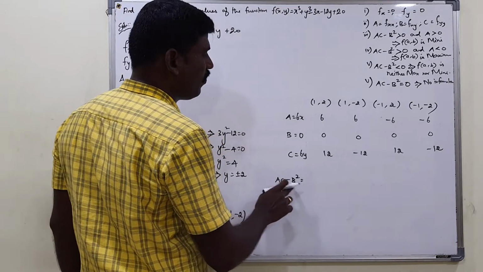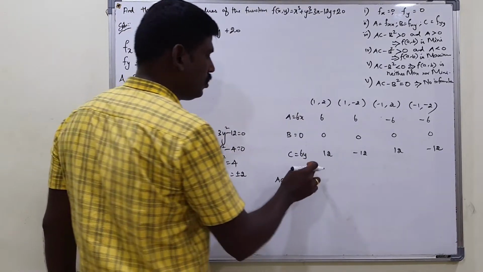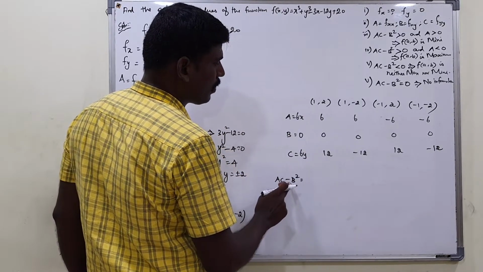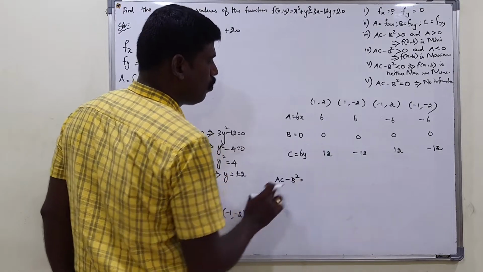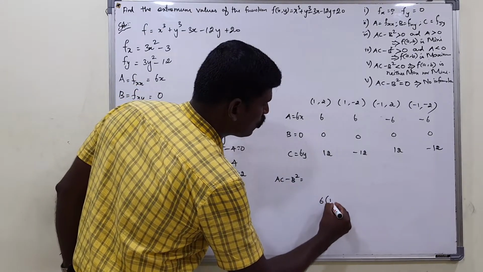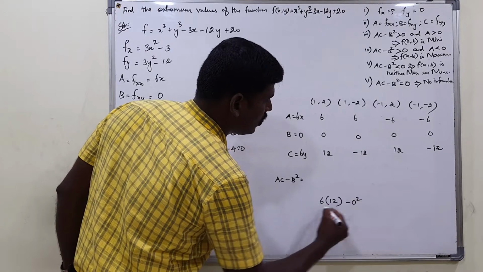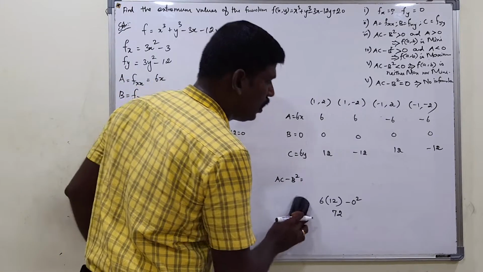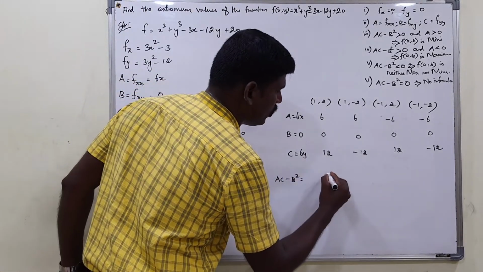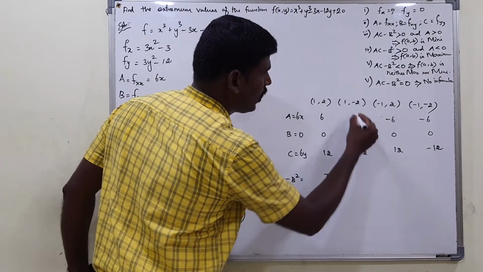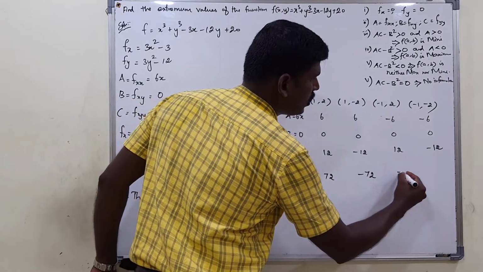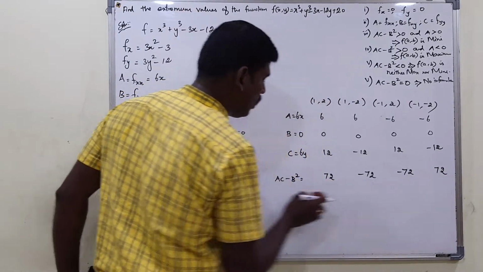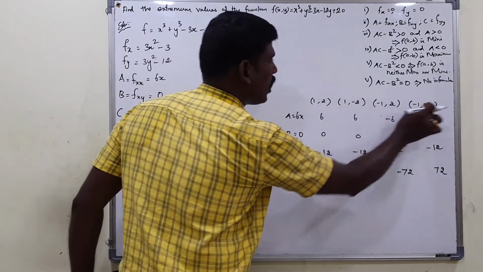Now I am going to find out the value of AC minus b square at the same point (1, 2). So what is AC? Multiplying the value of A and C and subtracting the value of b square from AC. A is 6, C is 12, B is 0, 0 square. 6 into 12, 72. Minus 0 is 72. So the value of AC minus b square is 72 alone. Here it is minus 72. Here it is also minus 72. Here it is 72. So these 4 values are the values of AC minus b square at the corresponding points.